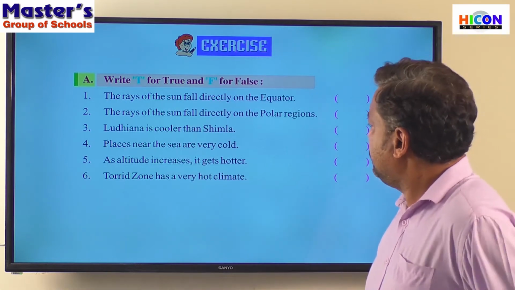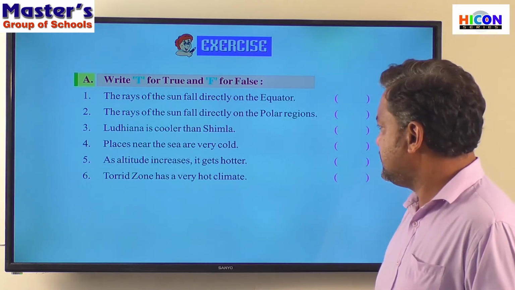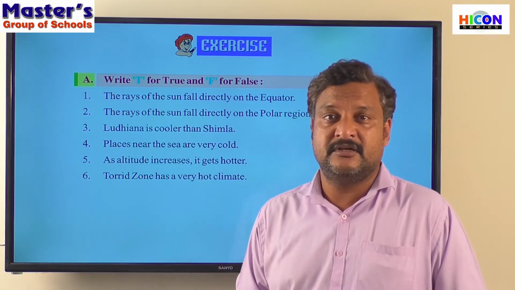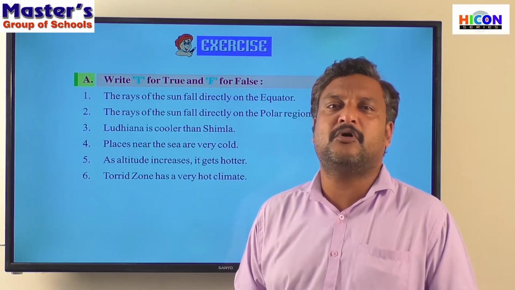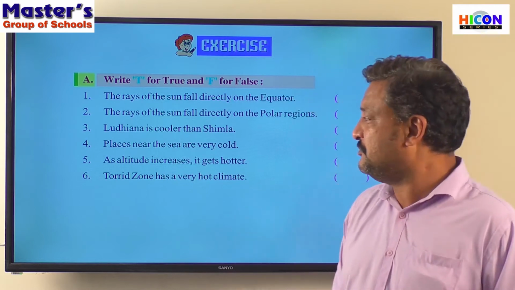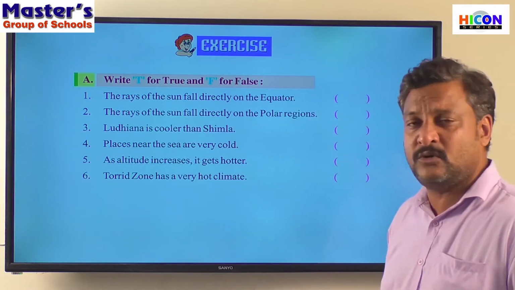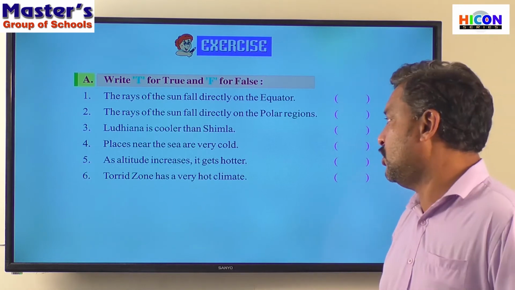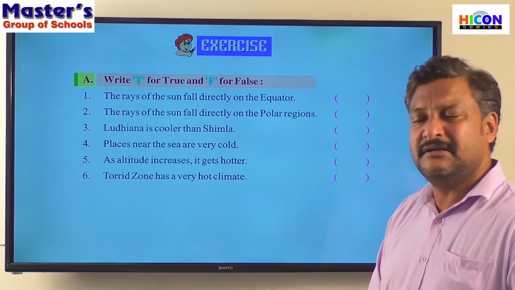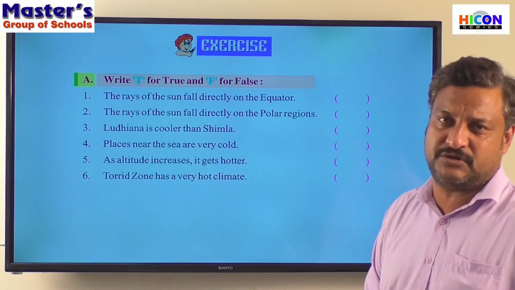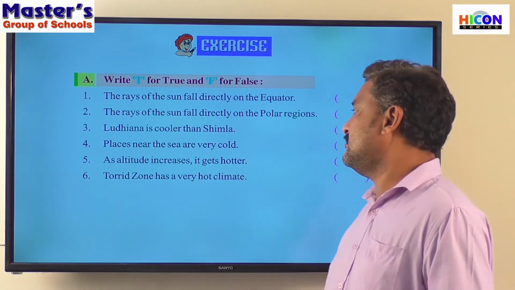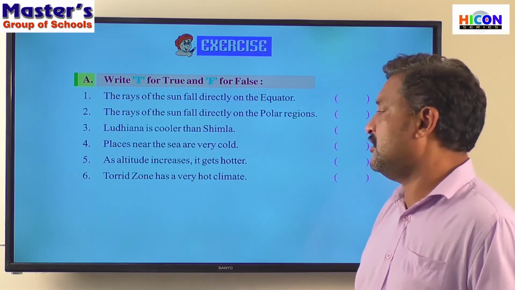Places near the sea are very cold. We have studied in the lesson with the help of an example comparing Mumbai and Delhi, isn't it? So what we have said is Mumbai has a moderate climate, but Delhi has an extreme climate. So does it mean that the coastal regions are comparatively cooler? No. They are not cold. They have a moderate climate, neither too cold nor too hot, because of land breeze and sea breeze. So the answer for the fourth sentence is again false.